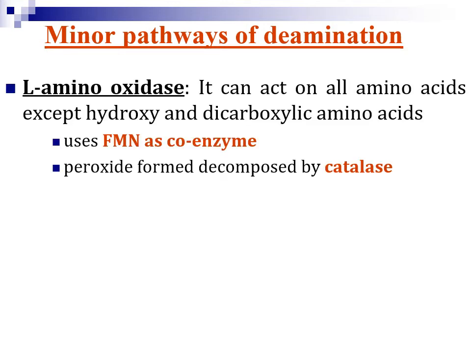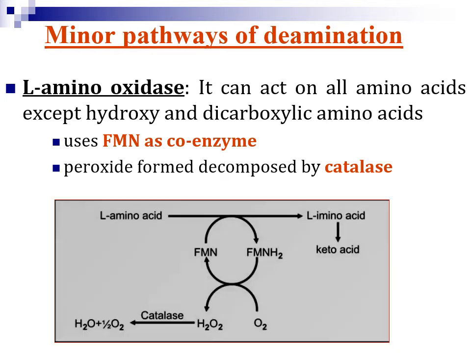Till now, what we have seen is the major pathway by which amino acids undergo metabolism. There are other minor pathways for the deamination of amino acids. The first one is with the help of L-amino acid oxidase. It can act on all amino acids except hydroxy and dicarboxylic amino acids like serine, threonine, glutamic acid and aspartic acid. This enzyme uses FMN as a coenzyme, and the peroxide formed will be decomposed by catalase.